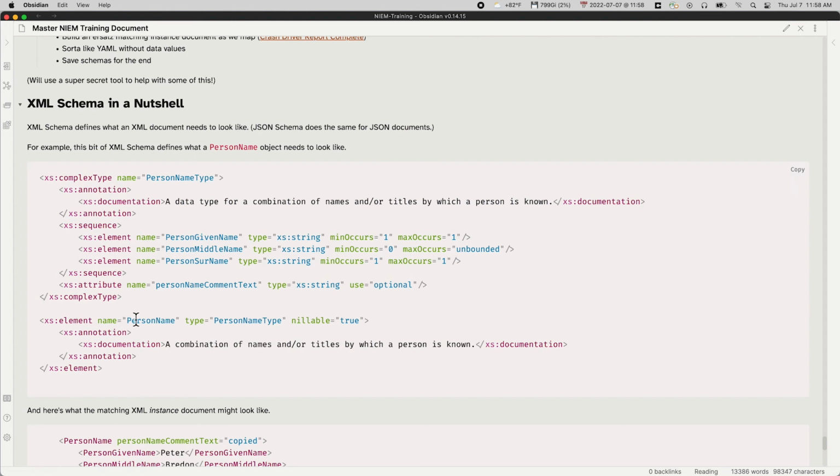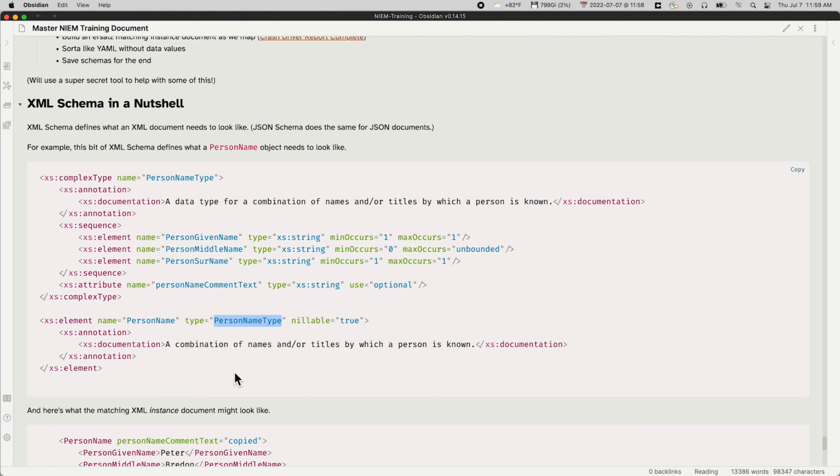And here is a bit of XML schema. And what this is doing is defining a person name object. So here at the bottom, we have an element that we're creating. Now, XML schema is written in XML, so this is what XML looks like too. Down here at the bottom, we're creating an element, we're giving it a name. We're saying the name of this element is person name, because that's what we're creating. We're giving it a type, person name type.